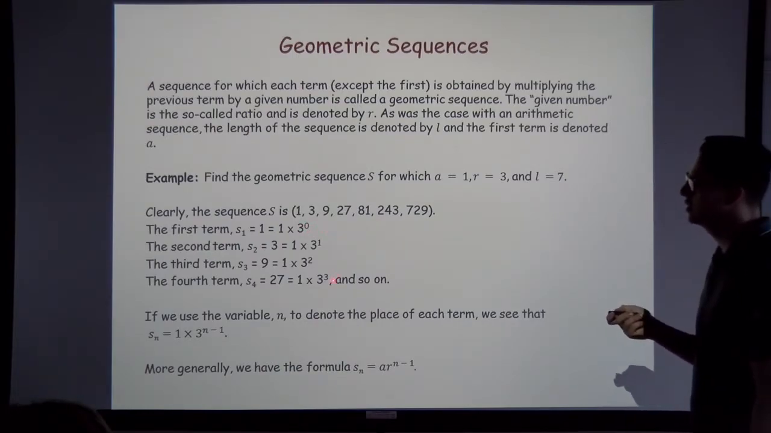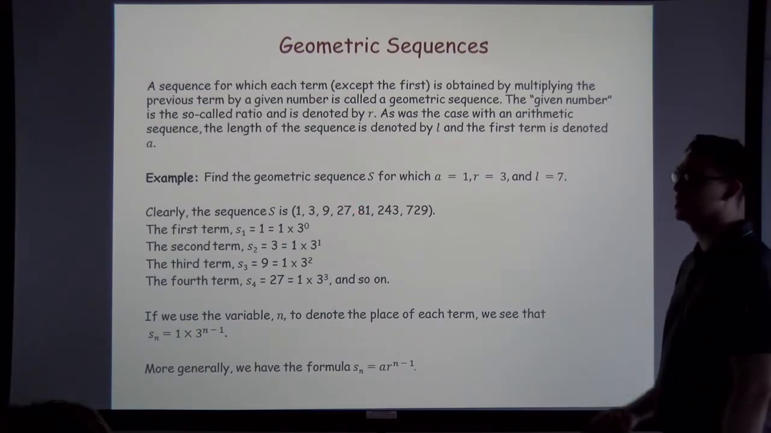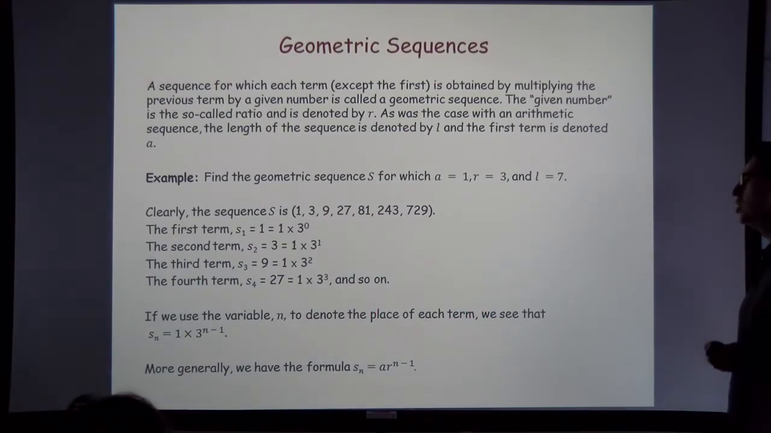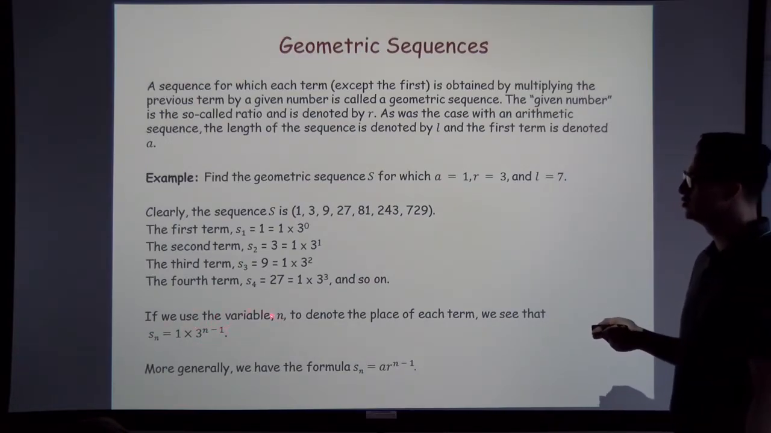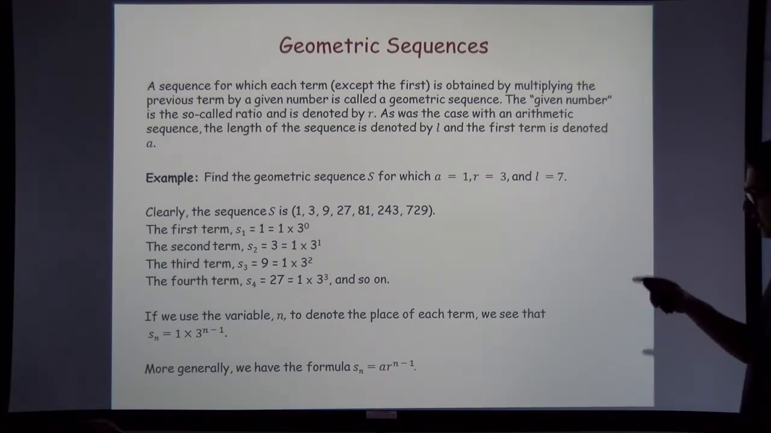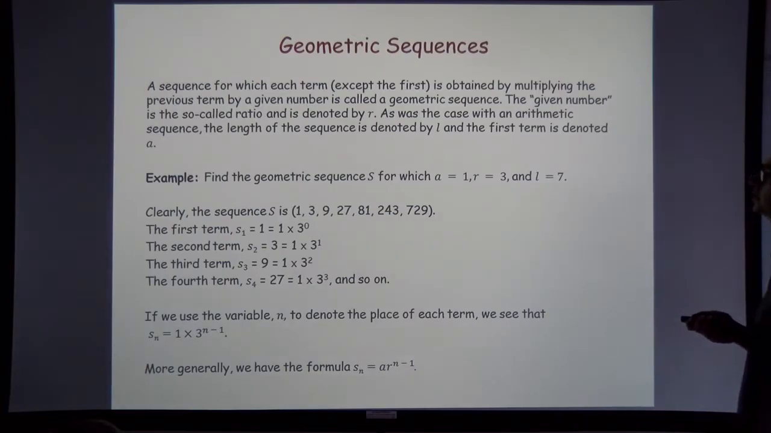So we start from 0 and go up, and that's where our sequence 1, 3, 9, 27, and so on and so forth is coming from. So if we use the variable n to denote the place of each term, we see that S of n is going to equal 1 times 3 to the n minus 1. More generally, we have the formula Sn equals A times R raised to n minus 1. So what we're dealing with is the exponents. That's what's going to be increasing.